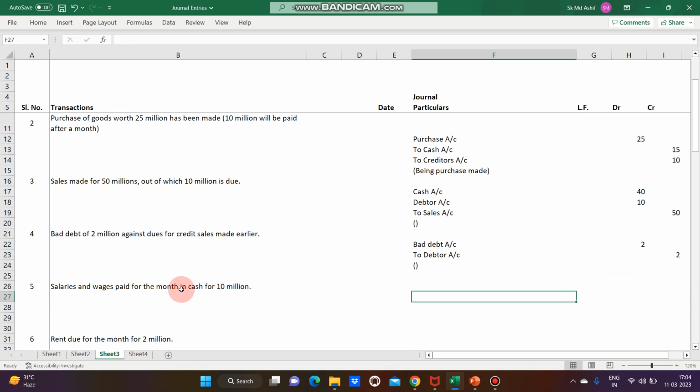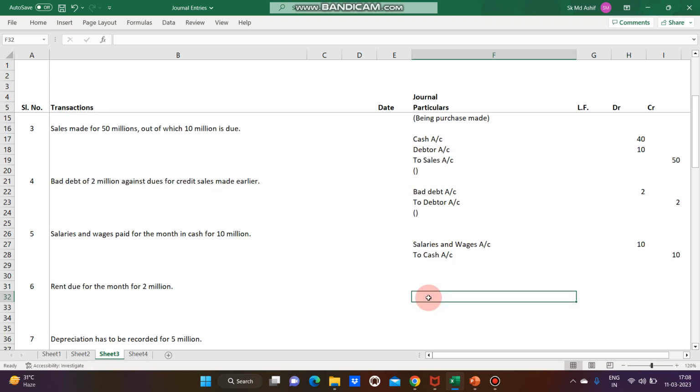Next transaction, salaries and wages paid for the month in cash for 10 million. So both salary and wages are expenses for your business, and since there is an increase in expense, it will be debited. So salary and wages account will be debited, and you're paying it in the form of cash, so your cash will be credited with 10 million.